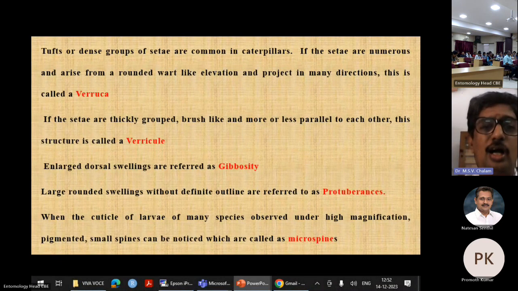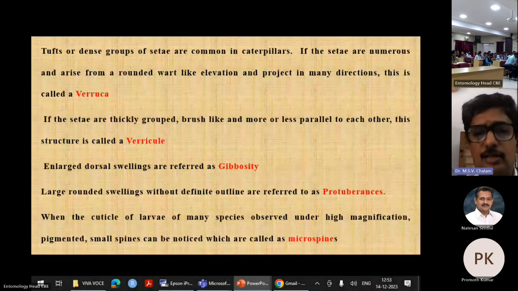If the seta are present in a thick group, for example in hairy caterpillars, orchidids as well as lymantiids, we will observe spines which are more or less parallel to one another. Such a structure is called vericule. In some caterpillars, we observe swellings on the dorsal side of the body. The enlarged dorsal swellings are called gibbosity. If the swellings are without definite outlines, these are called protuberances.